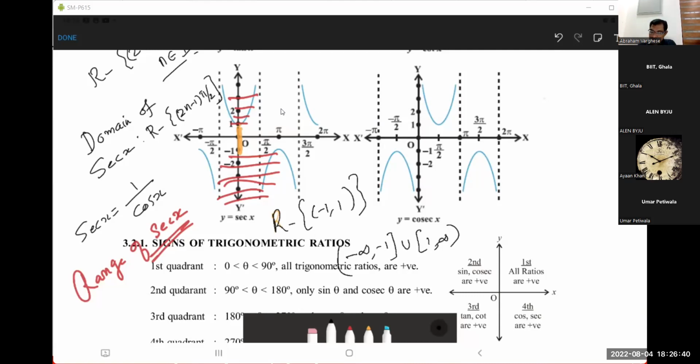Sometimes I ask you, find the solution of sec x is equal to, say, half. What is your answer? Find the solution of sec x equals half. That means for what values of x is sec x equal to half? Can you find the value? Any idea?